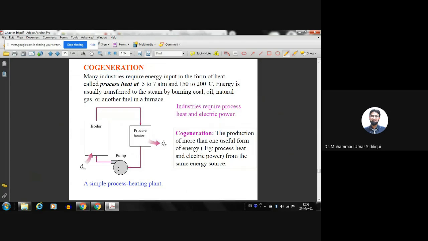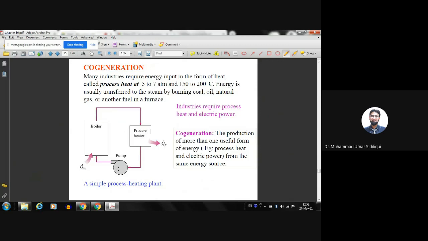Now how does it apply here in power plant design? Normally, whenever we are designing plants, our main objective is to generate power. We want to generate power. But let's say along with the generation of power, we are generating something else along with it. Then it becomes cogeneration.